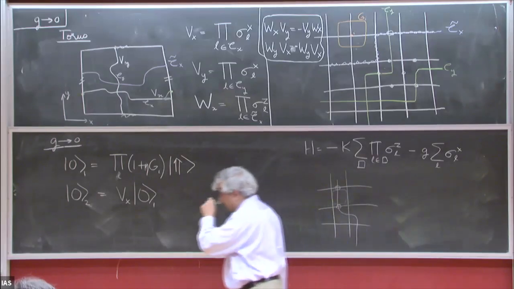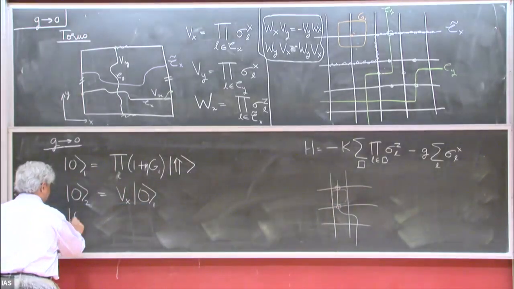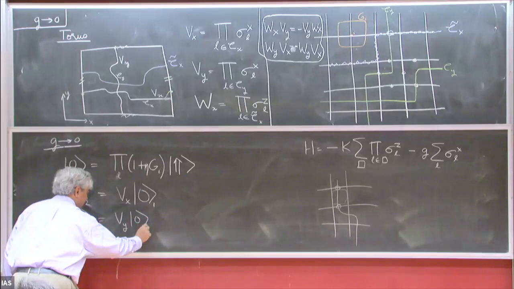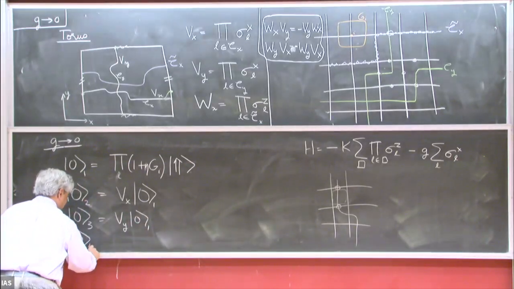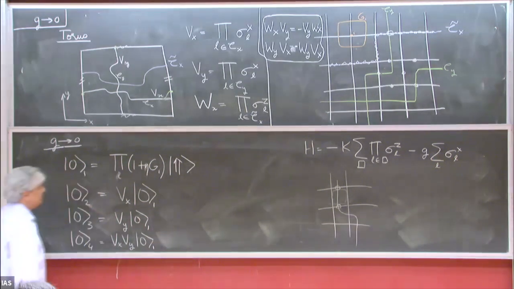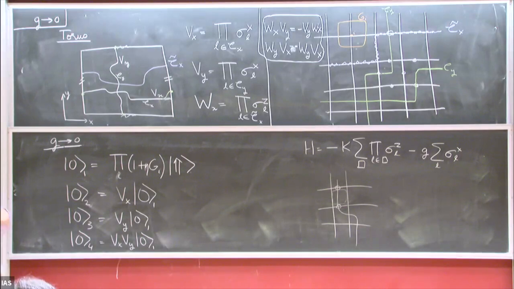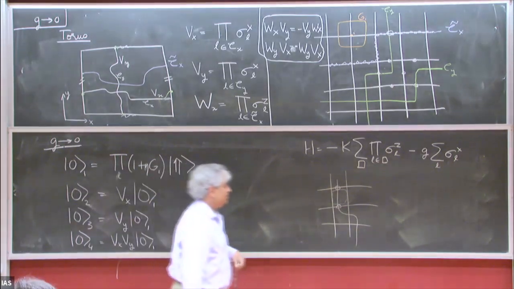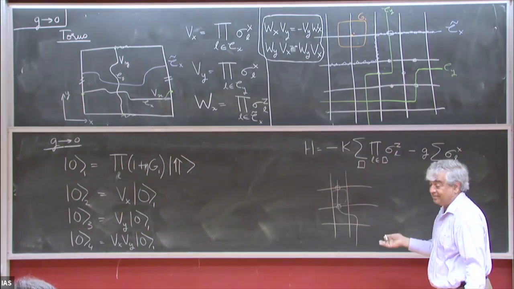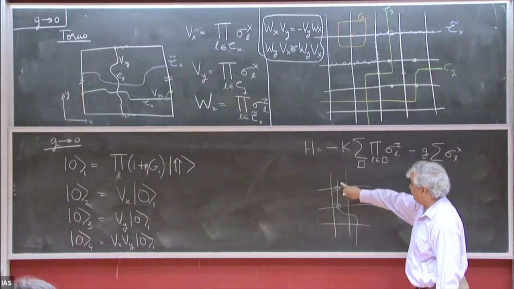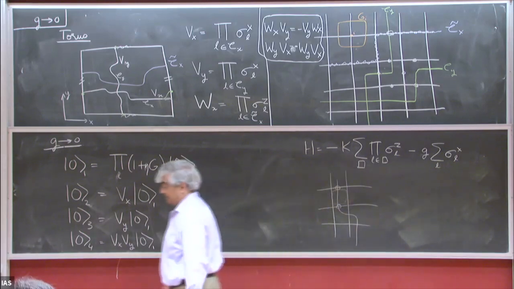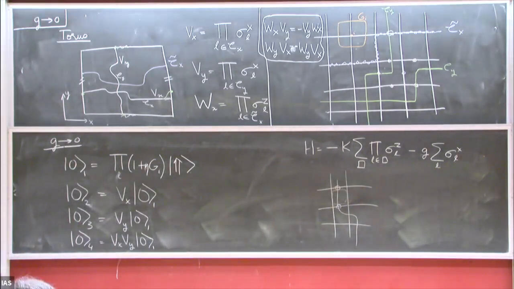All right, so then I can write down the third one, which is V_x V_y acting on |0_1>, and the fourth one. Now, a valid question you can ask: are these states orthogonal? Well, you can see from every term in the expansion that these states are different, because each has a different set of operators flipped. But a quick way to see this is to notice that these states are eigenstates of W_x and W_y.